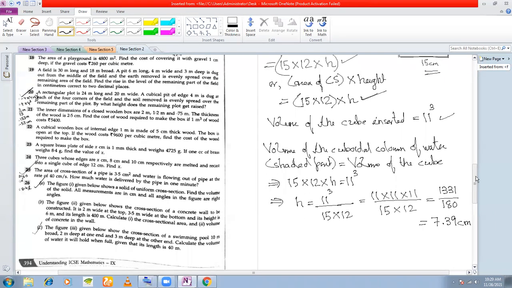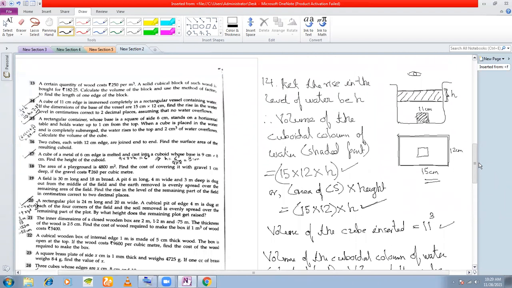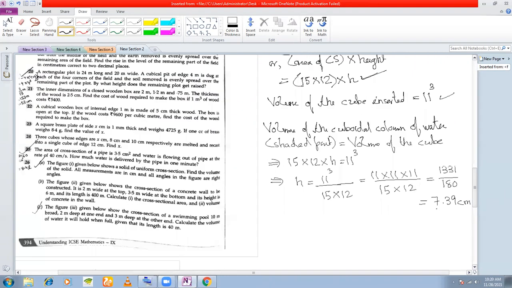They have asked you to give the answer correct to two decimal places. So you stop here, 7.39. So this is two decimal places here, and that is done. Is this problem clear? Very important example and very good problem here. Any question here?